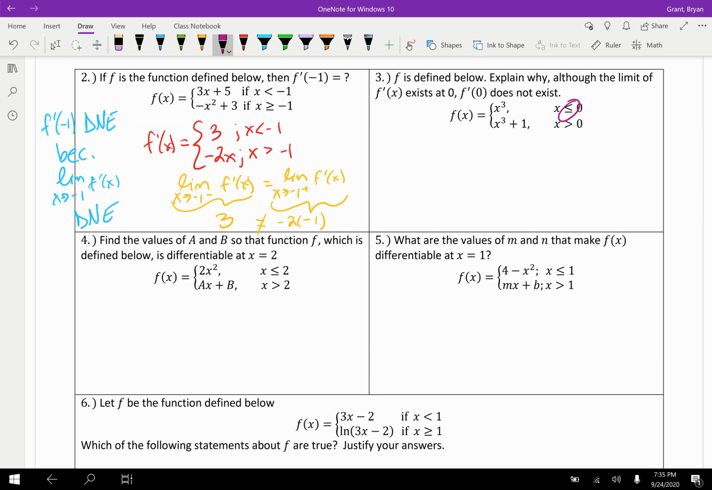Well, there's an equal sign, so the point exists. We plug in 0 here, that's 0. Plug in 0 here, that's 1. Wait, 1, 0, 1 is 1? Uh-oh. That's no good for continuity.